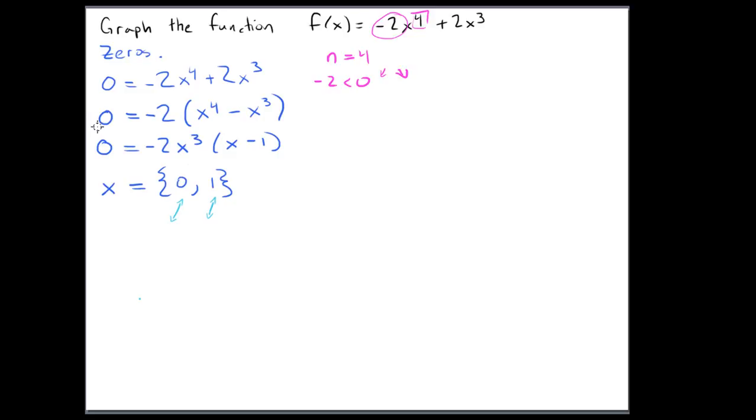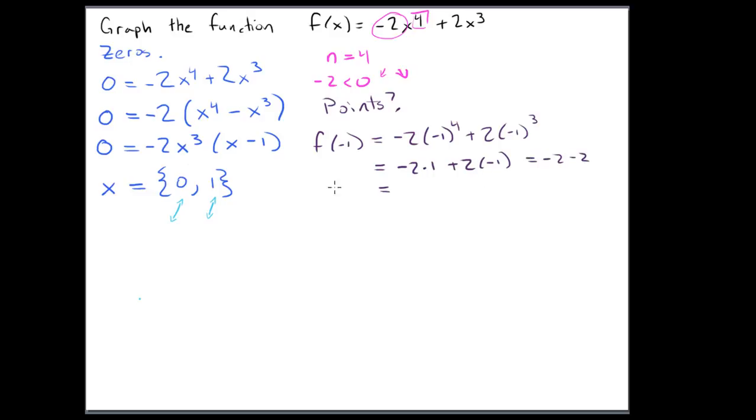Let's look for some more points. And I think we can start with negative 1. Let's find f of negative 1. That's negative 2 times negative 1 to the fourth plus 2 times negative 1 cubed. So this will be negative 2 times 1 plus 2 times negative 1. Hey, that's minus 2 minus 2. So f of negative 1 is equal to negative 4.